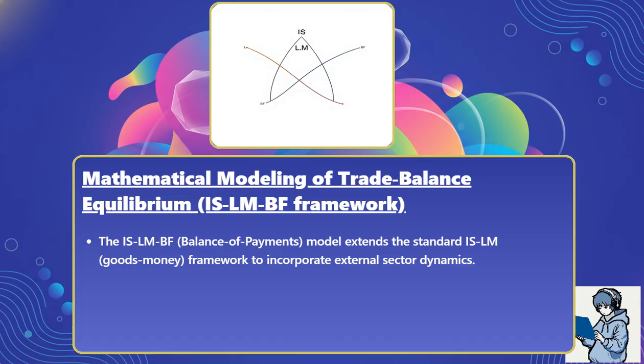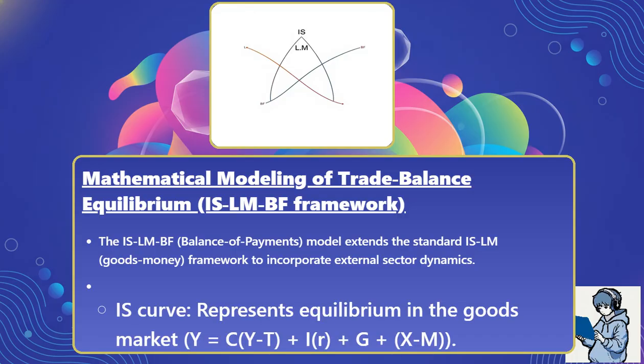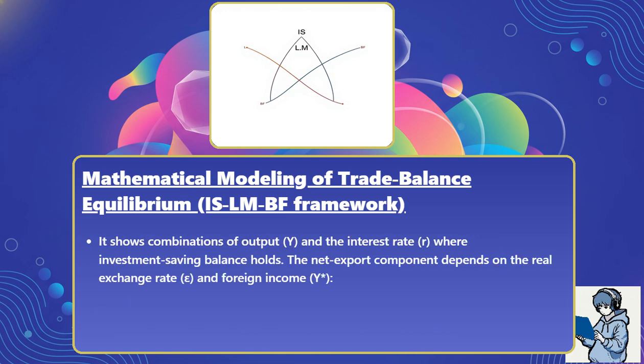The IS-LM-BF balance of payments model extends the standard IS-LM goods-money framework to incorporate external sector dynamics. The IS curve represents equilibrium in the goods market. Y equals C of Y minus T plus I of R plus G plus X minus M. It shows combinations of output, Y, and the interest rate, R, where investment-saving balance holds.